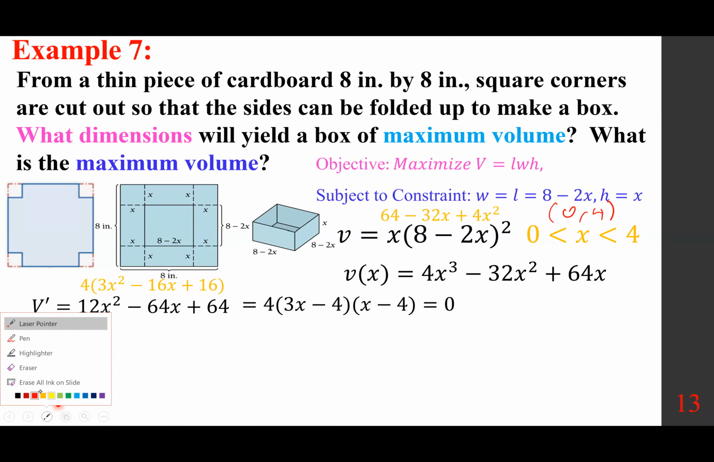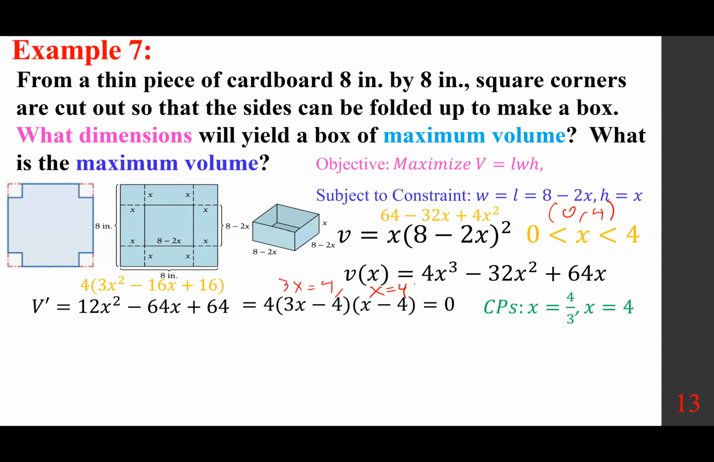I want to make sure that you understand that. So this one, 3x equals 4. This one, x equals 4. So we have two answers. And you go back here, it can't be 4. Because if it's 4, there is no box, everybody. So you have an open interval with one critical point.